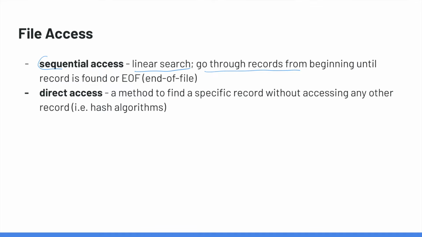That's referred to as sequential access. If we're going to access or find the position of a record using a hash algorithm, that's direct access because we can go through without accessing any other record in a file. We'll know exactly what the position is based on our hash algorithm. Versus with sequential access, we're going to have to look through every single record until we find what we want.